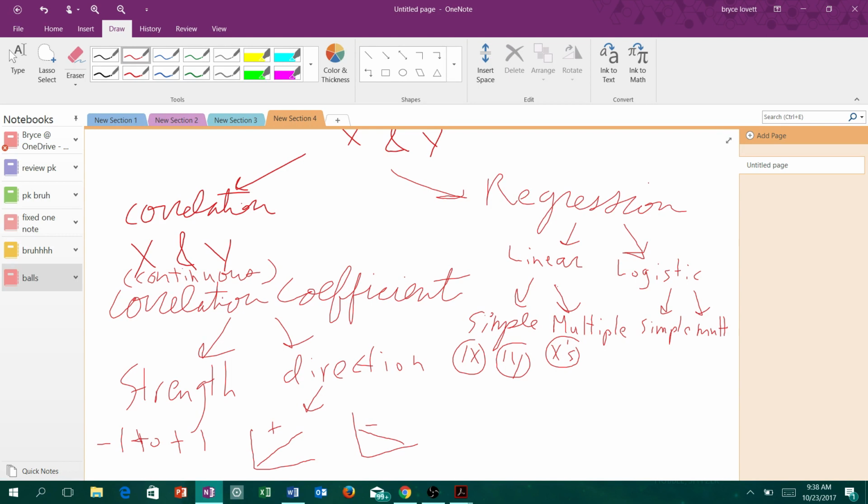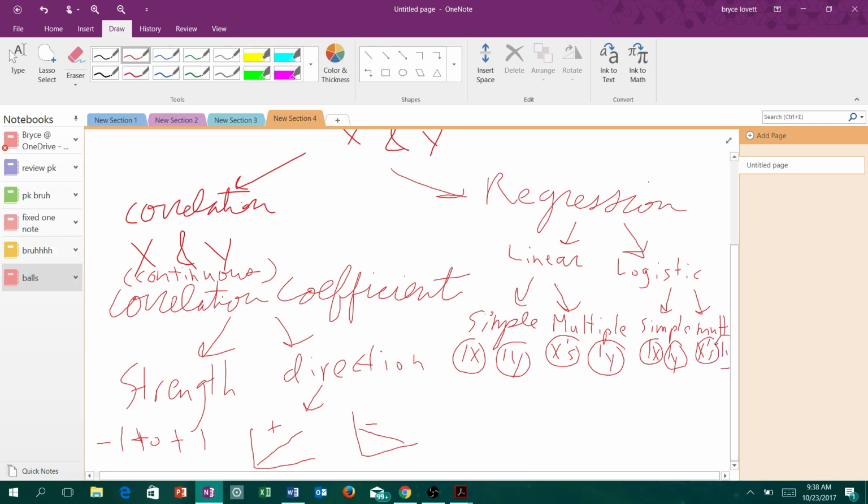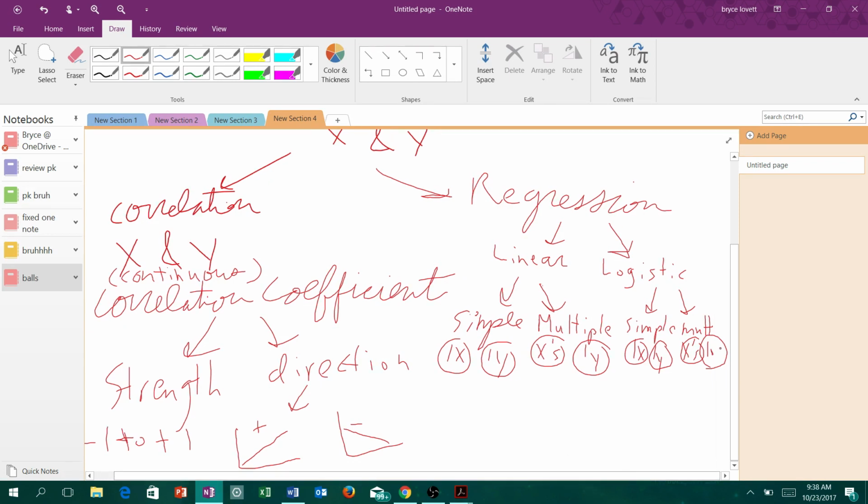Same applies to logistic regression. Simple logistic regression, one x, one y, and multiple is x's, which means more than one independent variable, and still one y. It's really easy if you think about it systematically. What determines which way of the four we go is the nature of the independent and dependent variable. If the dependent variable is a dichotomous variable, without thinking, it has to be logistic regression. What do we mean by dichotomous variable? Can anyone tell me?